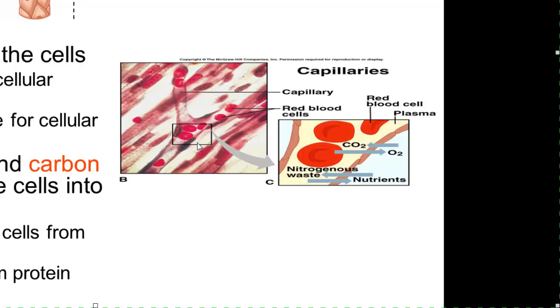So here's another picture. This is a picture of a microscope slide where the red blood cells are stained. You can see that these capillaries have one red blood cell at a time as it goes through. You can see oxygen is leaving the red blood cell and carbon dioxide is coming in. As well, nitrogenous wastes are coming into the blood and nutrients are leaving.